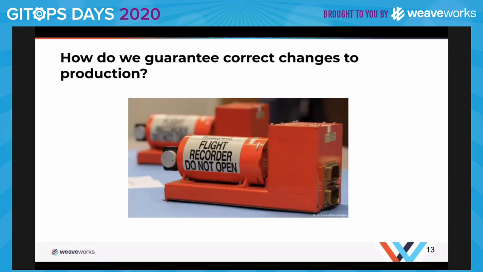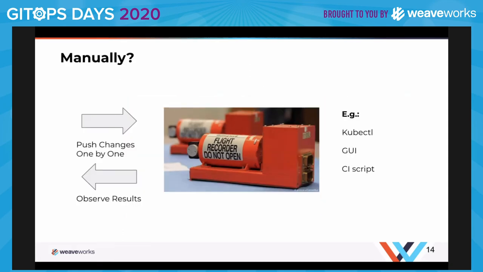Breaking it down, how do we guarantee correct changes to production? Production is something that, like in this flight recorder, we don't necessarily want to open up. We should just look at it from the outside and make permitted changes to it. Next slide. Normally, in the past, we've done this manually. One by one, we'll push a change into the cluster, hope it will work, look at the cluster from the outside to see if it happened. So we might use kubectl or a GUI or a CI script. And this is dangerous, but it is kind of what people do. So I guess it's okay. Let's move to the next slide.